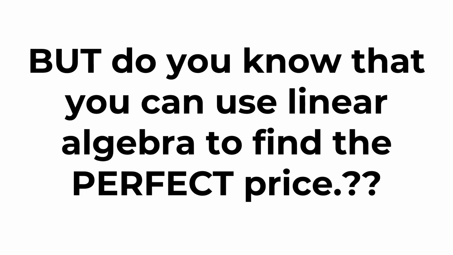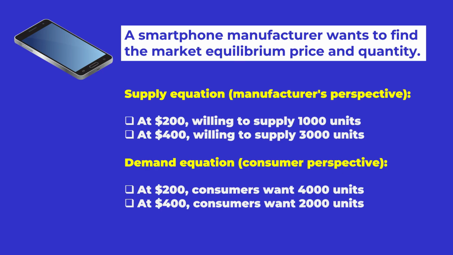Keep watching. A smartphone manufacturer wants to find the market equilibrium price and quantity. Here we have two groups in the market for smartphones. Manufacturers that control the supply side. They decide how many phones they will make depending on the price they can get. The other group is the consumers group. They control the demand side. They decide how many phones they will buy depending on the price. This problem gives two price-quantity points for each side.